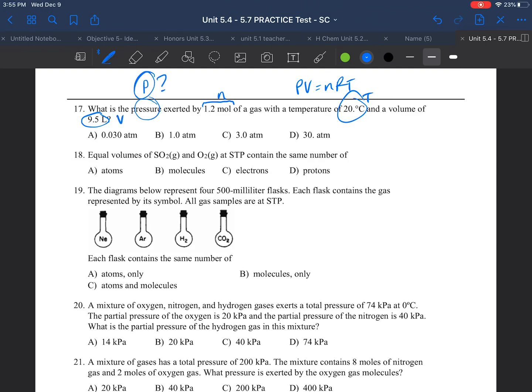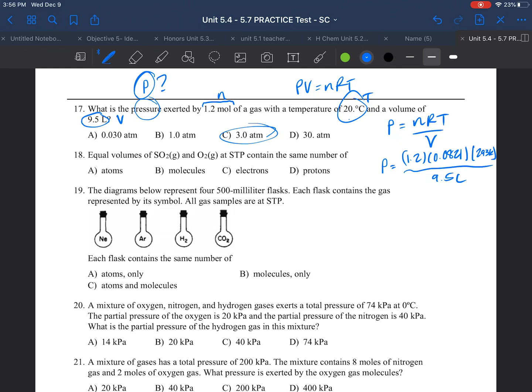So we don't know what this is. We're solving for P. And so if we solve the equation for P, we get P is equal to nRT over V, as we're just moving the volume into the denominator on the other side. Plug everything in, we get 1.2 times 0.0821 times, turning 20 degrees Celsius to Kelvin is 293 Kelvin, all over 9.5 liters, and that gives us 3 atm.